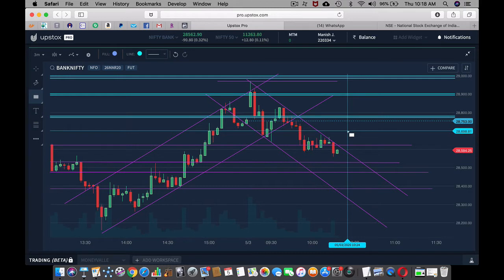And if you want to book small profits of 70, 80 points with Bank Nifty, in a scenario where Bank Nifty is very volatile, then this is the perfect analysis situation where you can book your profits very, very easily.